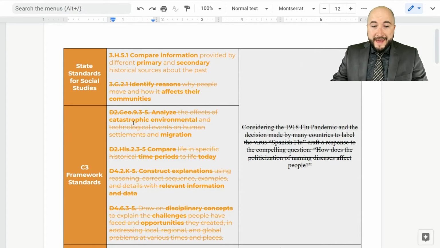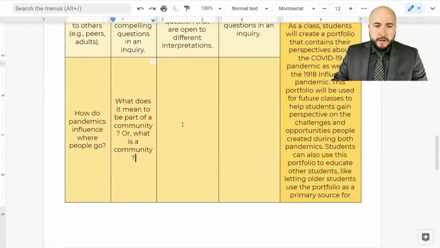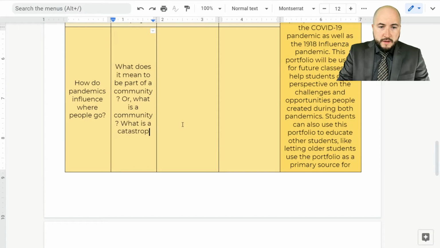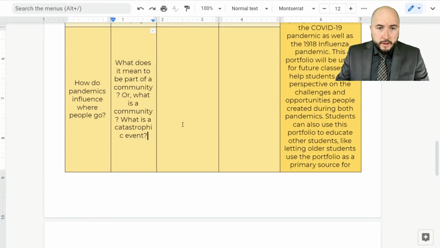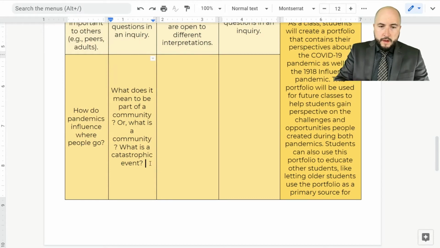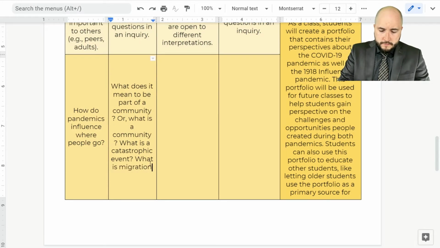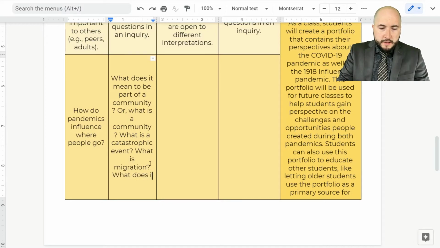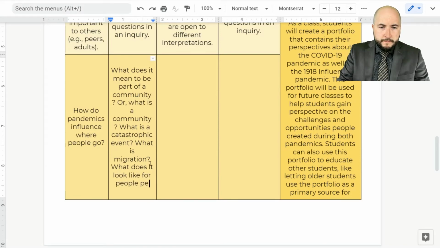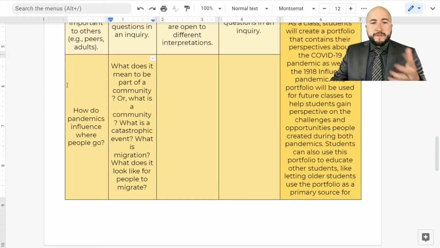Analyze the effects of catastrophic environmental events and migration. I think those are other words that we're going to have to explain. So what is a catastrophic event? You can change that word if you want. I'm going to go ahead and change this a little bit, so it tightens that up. What is migration? What does it look like for people to migrate? Gotta sound it out. All right, so these are all different questions I think you could ask.